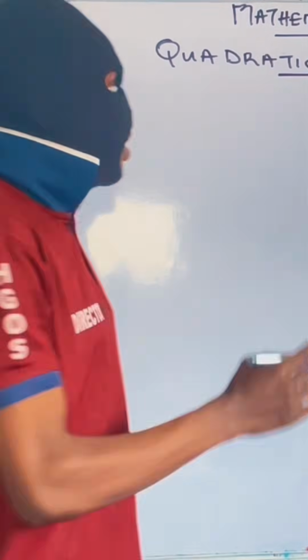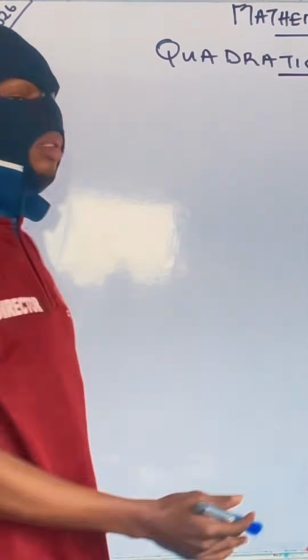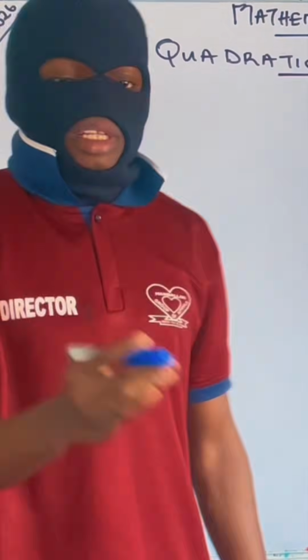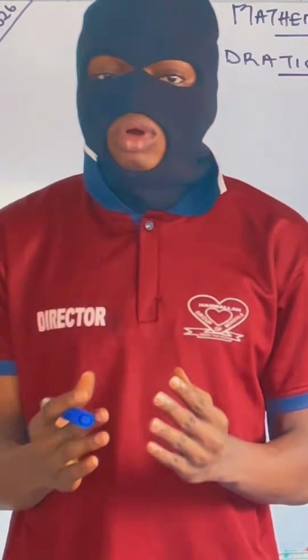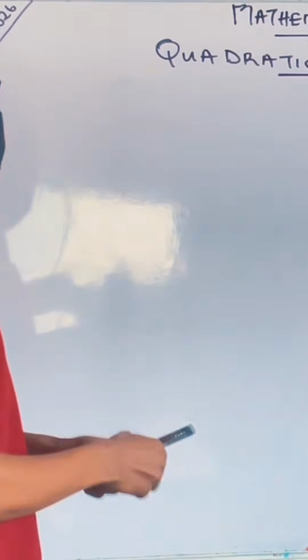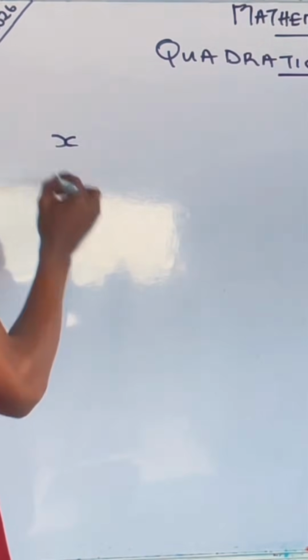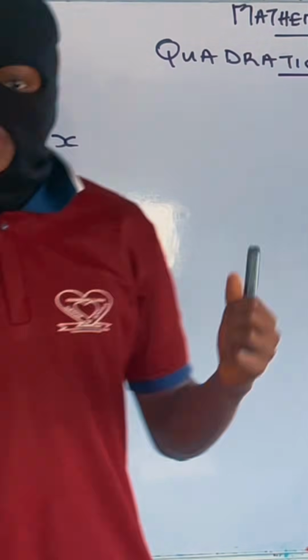Lesson 1, we'll be treating quadratic equations. Now, a quadratic equation is a polynomial whose highest power is the square of the variable. What do I mean by that? For example, if I have a variable, remember I told you that x can't be the only variable.